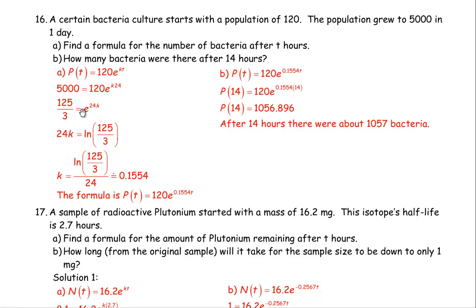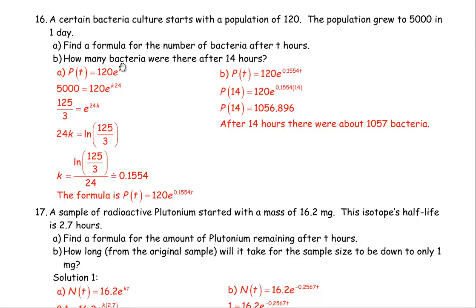So to put this back in its equivalent logarithmic or ln form, the exponent, the 24k, would equal the ln of 125 over 3. To solve for k, then I would divide by 24. So dividing this ln by 24, we get approximately 0.1554. And so putting that in place of k here, that's the formula. The population at any time is 120 times e to the power of 0.1554 times the time.